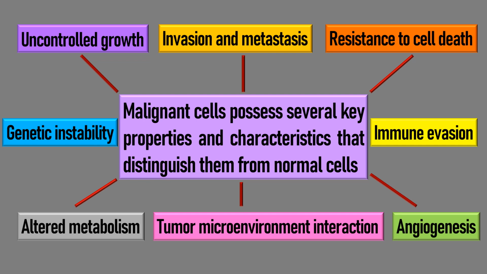Altered metabolism. Malignant cells often exhibit changes in their metabolic pathways, favoring processes that support their rapid proliferation and survival. Tumor microenvironment interaction. They interact with the surrounding microenvironment, influencing immune cells, fibroblasts, and other components to create a supportive niche for tumor growth. Angiogenesis. Malignant cells induce the formation of new blood vessels, ensuring a steady blood supply to the growing tumor, which is crucial for its sustenance and expansion. These properties collectively contribute to their aggressive behavior and ability of malignant cells to evade treatment.